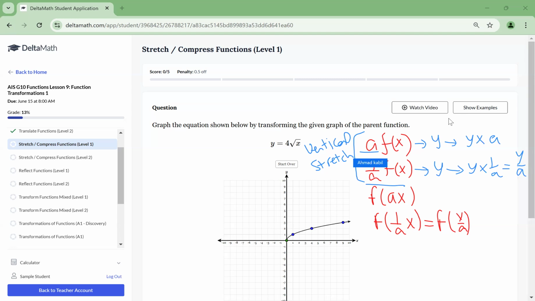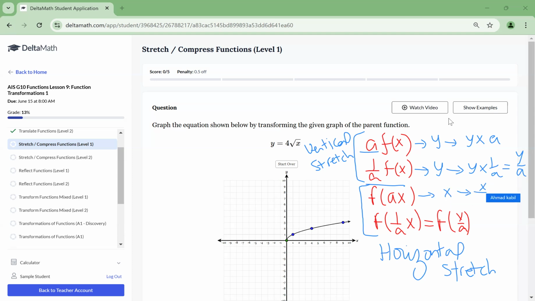Now, for the other two, we see that the a is inside the bracket. So this is a horizontal stretch. And we said that for anything that affects the x, we do the opposite of what we see. So here, x is multiplied by a. So x becomes x over a. We're dividing by a because it's the opposite of multiplication. Here, x becomes a times x because we see division, so we perform multiplication.